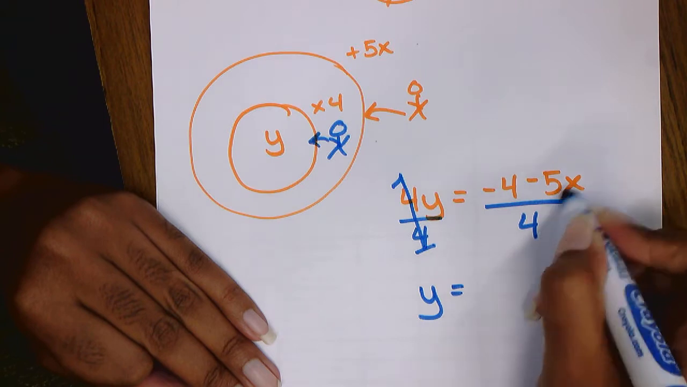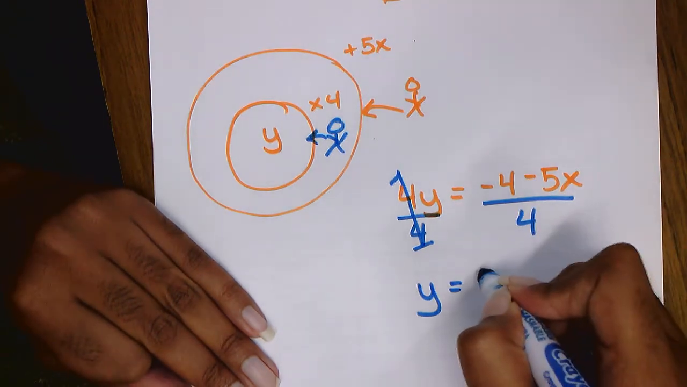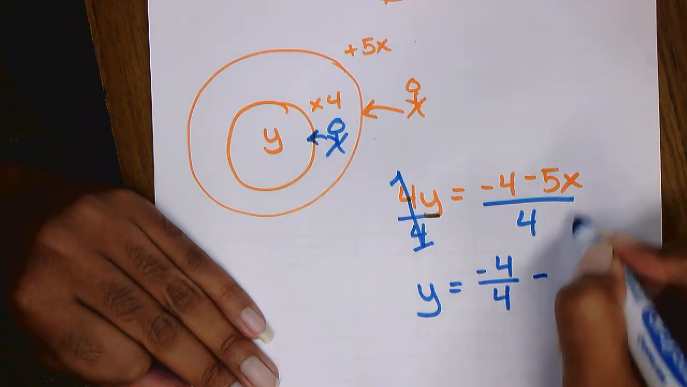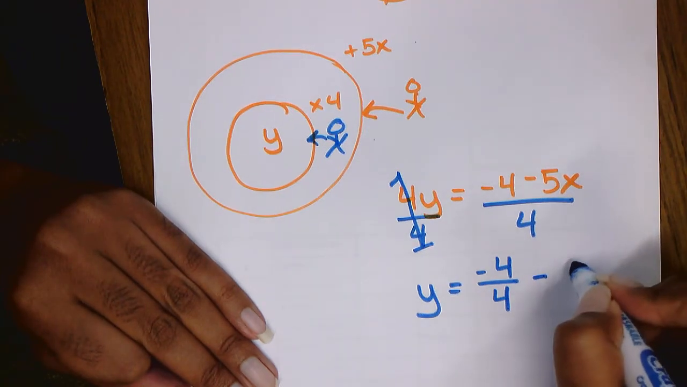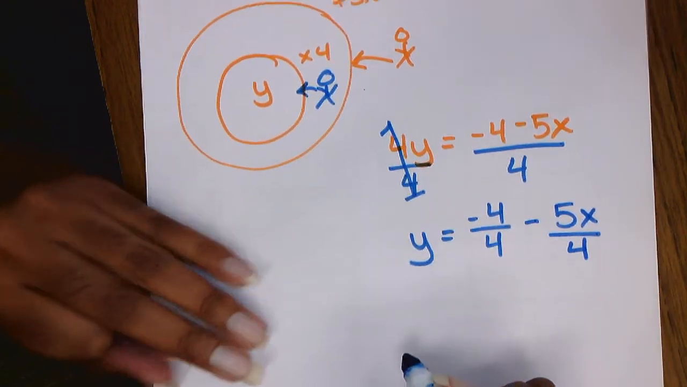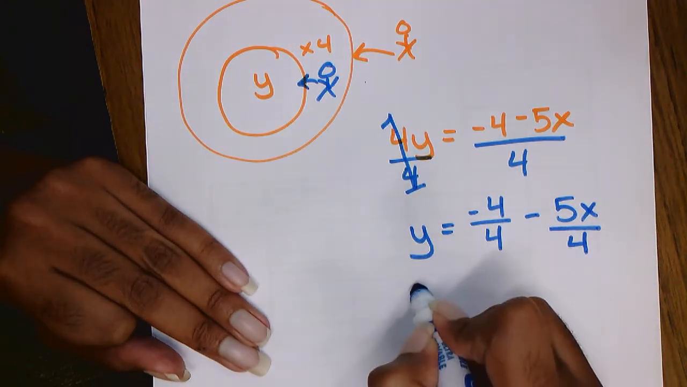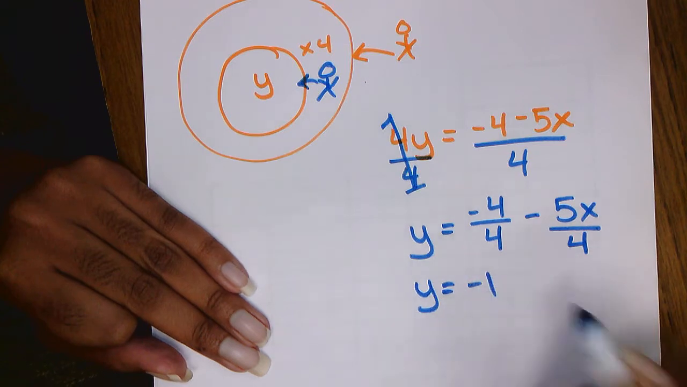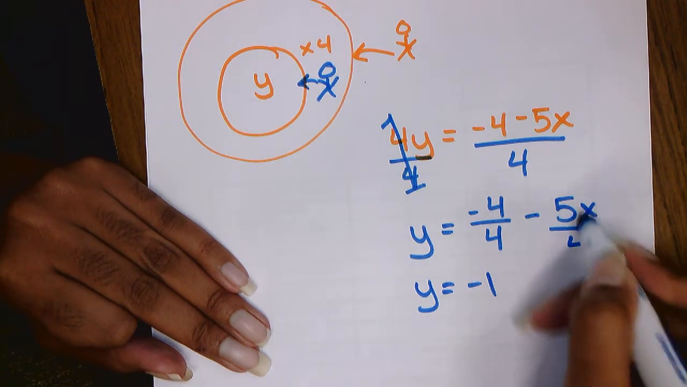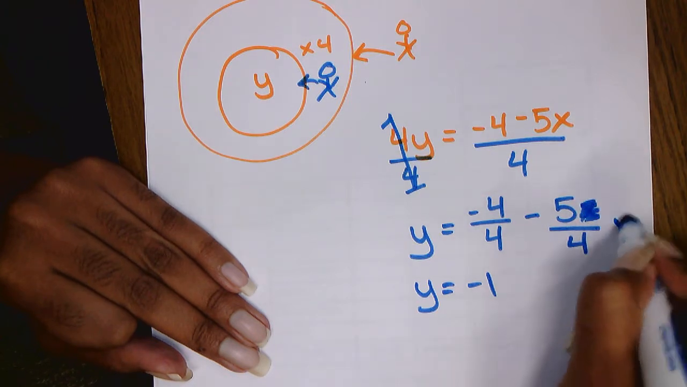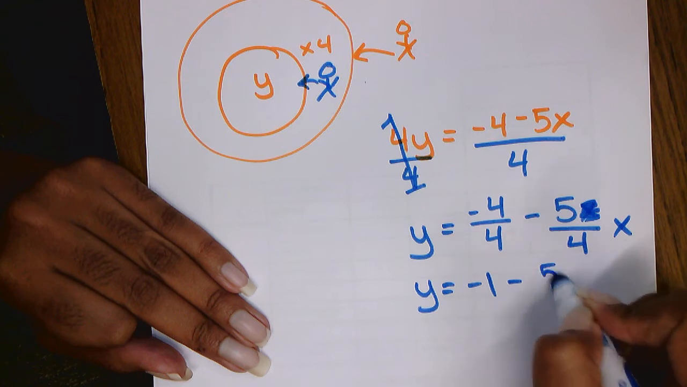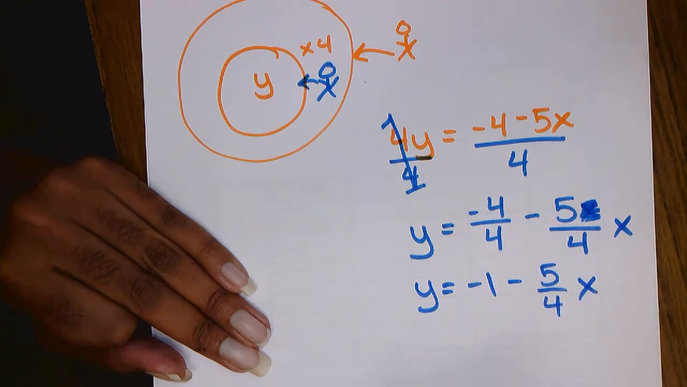Again, we can break this into two different fractions. So we'd have negative 4 over 4 minus 5x over 4. Like that, right? So negative 4 over 4, oh, we got negative 1 again. So negative 1, and then again we can split this up into a fraction times our variable. So we can move this x to the outside here. So minus 5 over 4x.